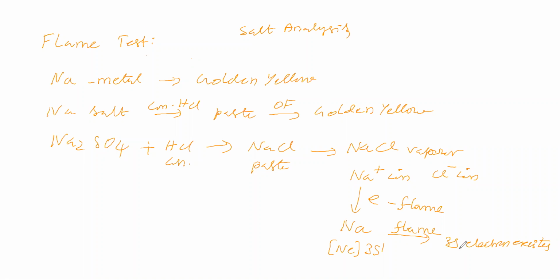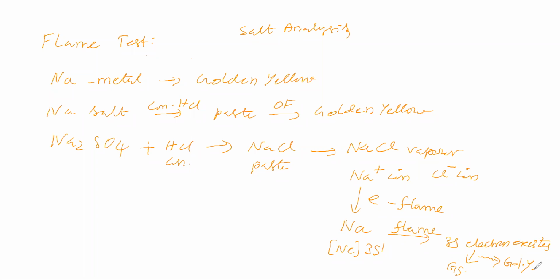Now the 3s electron is in an excited state, which is unstable. So it jumps back to the ground state by emitting radiation. Due to that radiation, the golden yellow color appears.